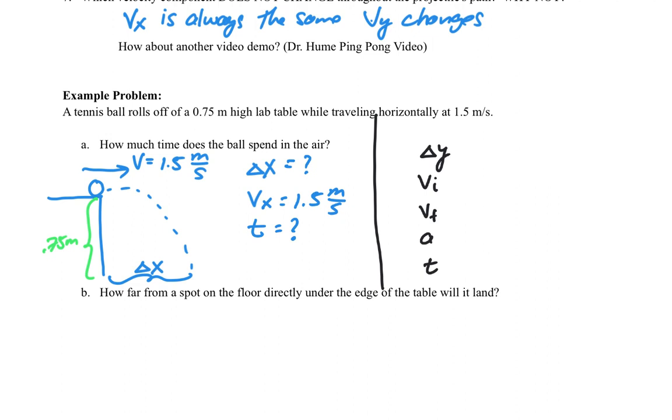So we're going to say that this is not just an initial velocity, but it's the initial velocity in the y direction, and it's the final velocity in the y direction, and it's the acceleration in the y direction. We don't need anything up here with the delta y because that's already clear.